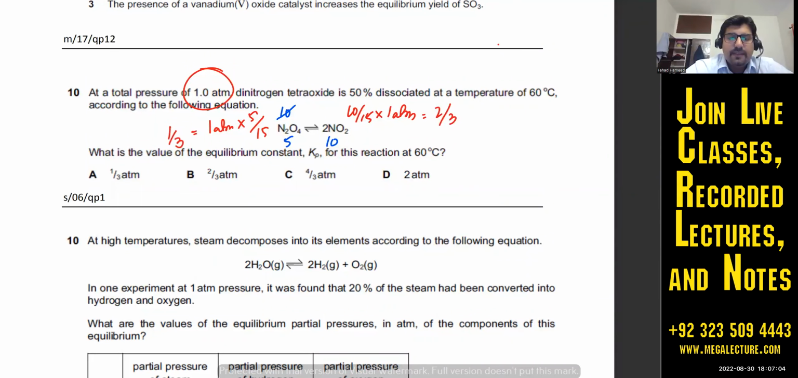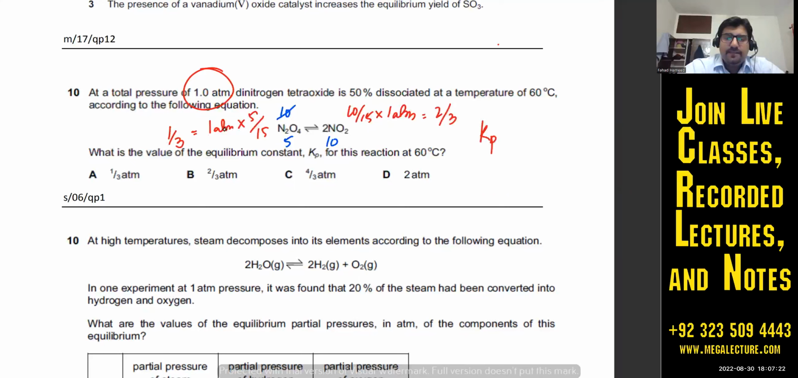Atmospheres. Now in the Kp expression, you use partial pressure. So I've calculated the partial pressure over here. Mole fraction, you need 10 out of total moles, that's 15. 10 out of 15, iske moles 5. 5 out of total moles, that's 15. Times total pressure. So what is the Kp expression?